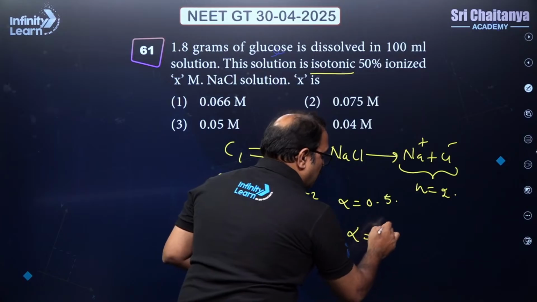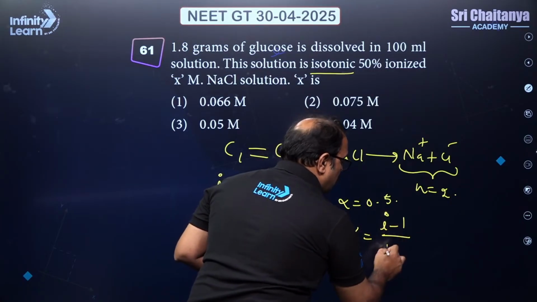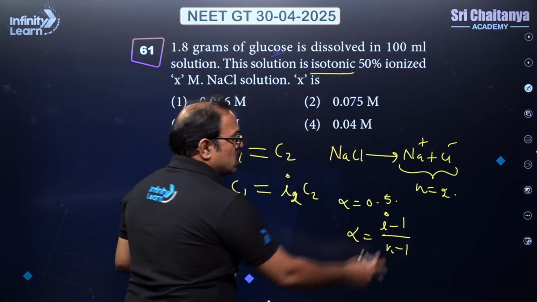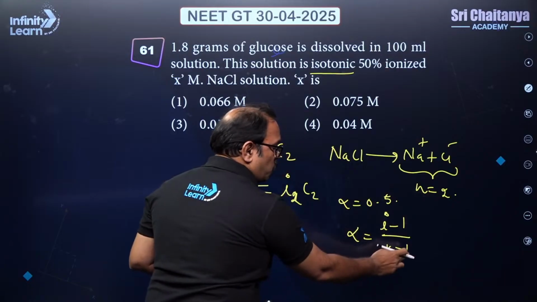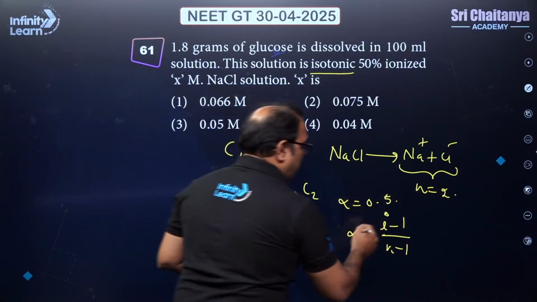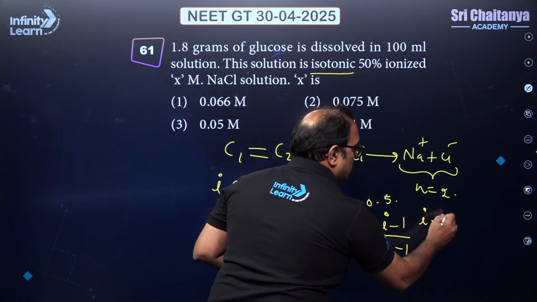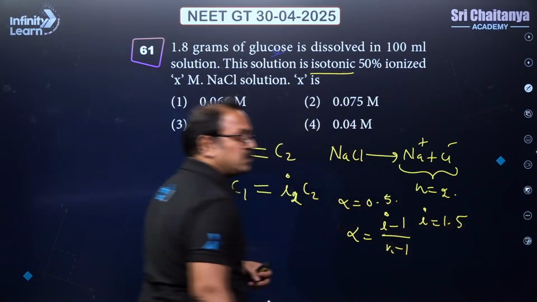And we know the expression alpha is equal to (i minus 1) by (n minus 1). So n is equal to 2, so this value becomes 1. Alpha is given as 0.5, so therefore the i value in this case becomes 1.5.